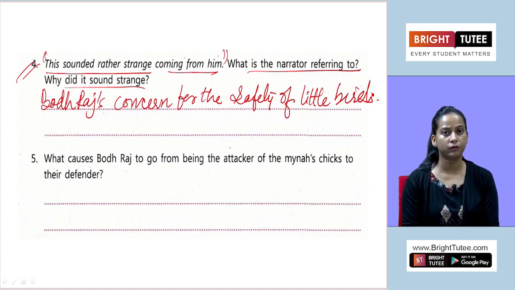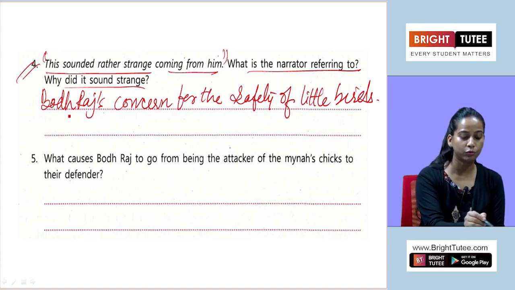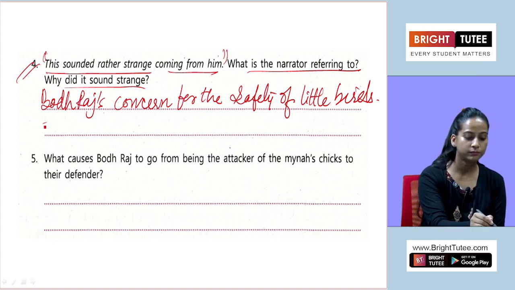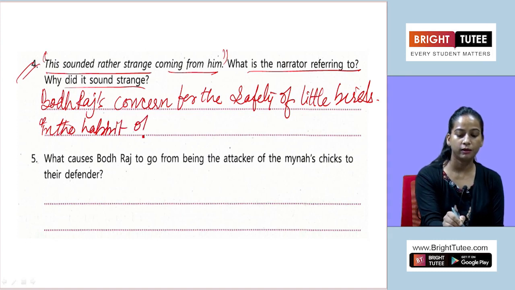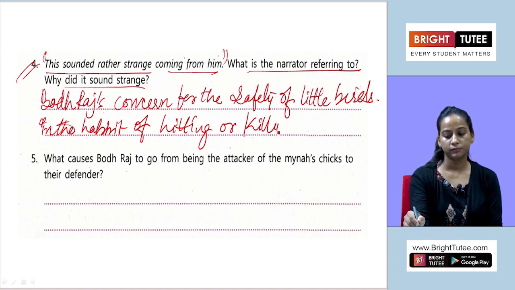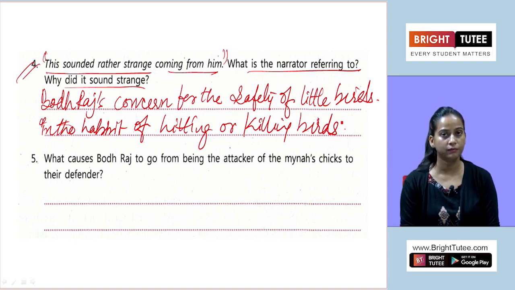Why did it sound strange? We have to give the answer of that. We'll mention it sounded strange as Bodhraj had always been in the habit of hitting or killing birds. But this time he was talking about the safety of these birds. So that's why it was very strange for the narrator to understand.